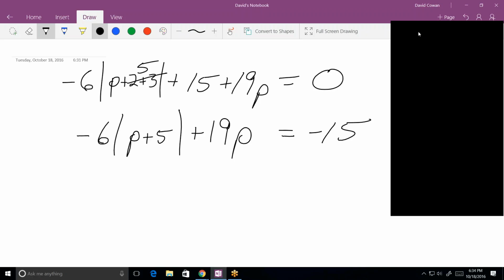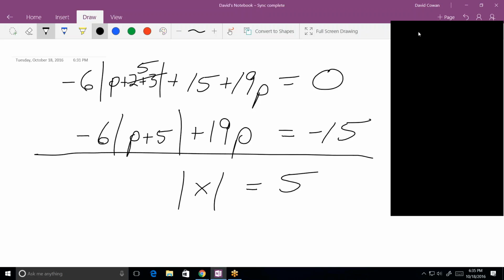Well, let's see if I can figure out how to do this. First of all, it's important to know what this means. If I say, different problem, I'm just thinking out loud here. If I say absolute value of x equals 5, what does that mean? In fact, let's make it a little bit harder. Let's put absolute value of x plus 5 equals 15. Okay? What does that mean? How can I solve that equation right there?